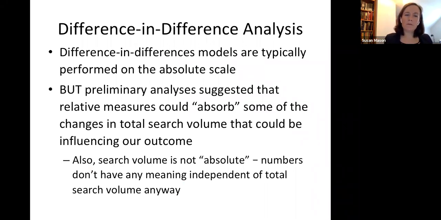So one thing we did was shift to a multiplicative model from an additive model. Difference in difference models are typically performed on the absolute scale, but we did some preliminary analyses, what my colleague Corinne called toy examples, which I guess statisticians talk about a lot, but I just love the idea of a toy example. They suggested that the relative measures could actually absorb some of the changes in total search volume. Essentially, they would be canceled out by being in the numerator and the denominator. So we started to think about this multiplicative model. And we also weren't that attached to the additive model, because there's nothing absolute about search volume. It's a proportion of the total search volume. It doesn't have meaning in any absolute way anyway.